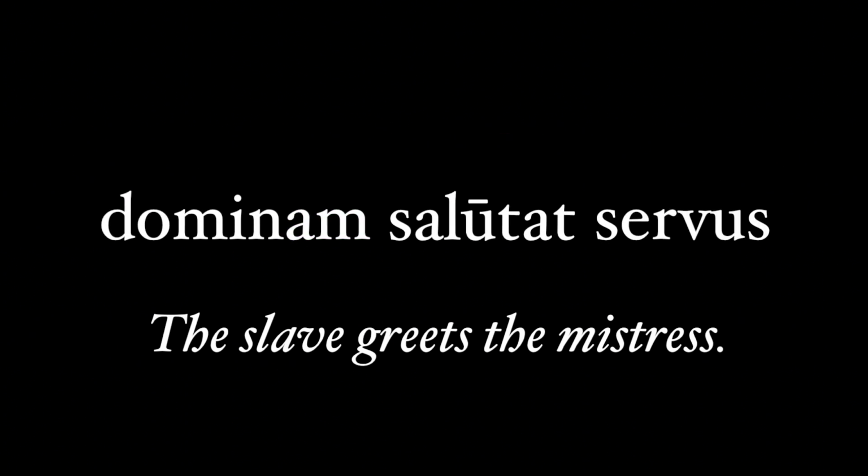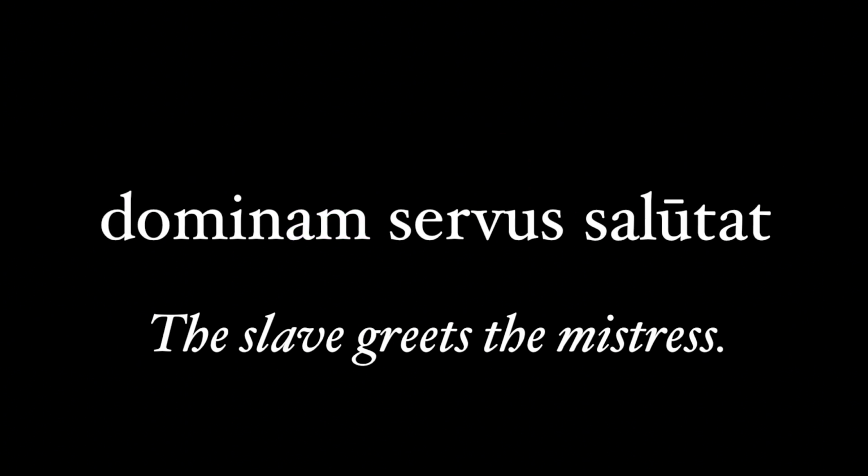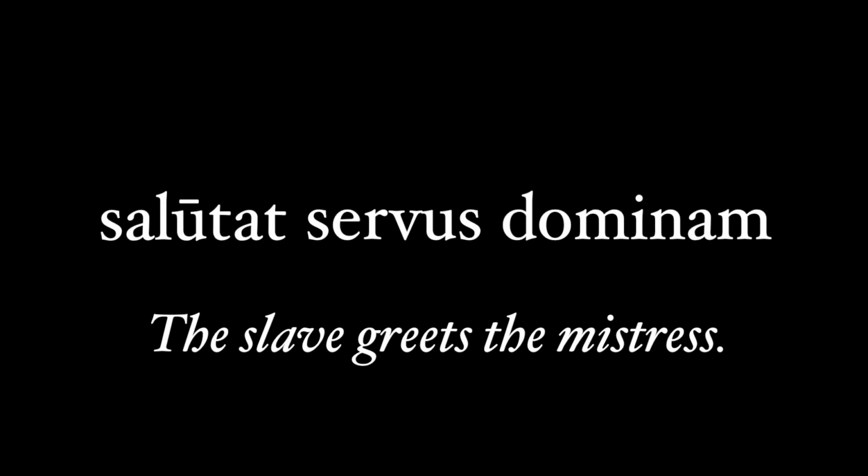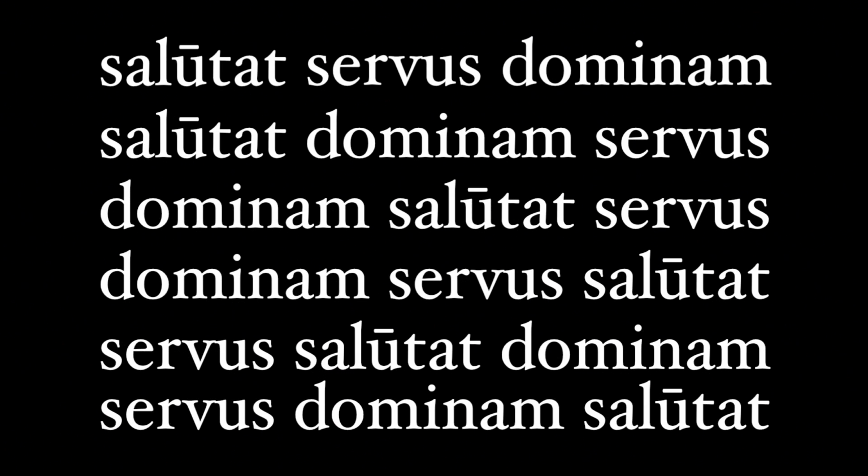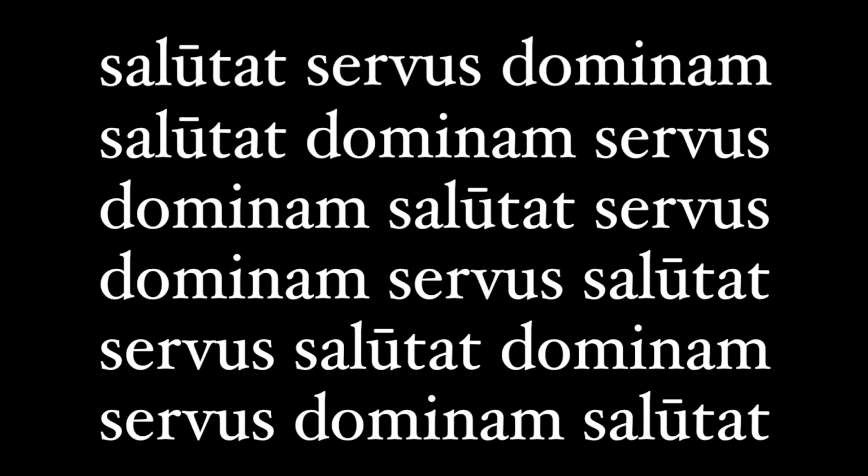And if we move these words around in the sentence, guess what? The ending stays the same, and the same bit of information is still there. Servus still ends in us, no matter where it is in the sentence, it's still doing the action. It's still the subject. Dominam, likewise, still ends in am, no matter where it is, and it's still the object. With 3 words, there are 6 different possible orders. But guess what? All of these say more or less the same thing. The slave is greeting the mistress.